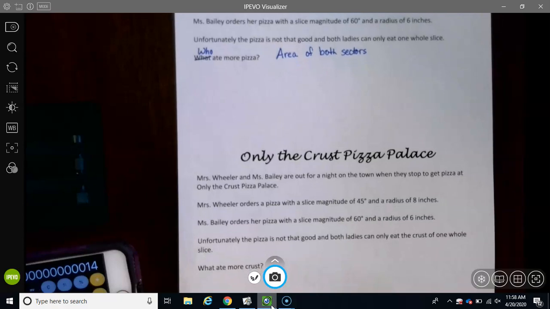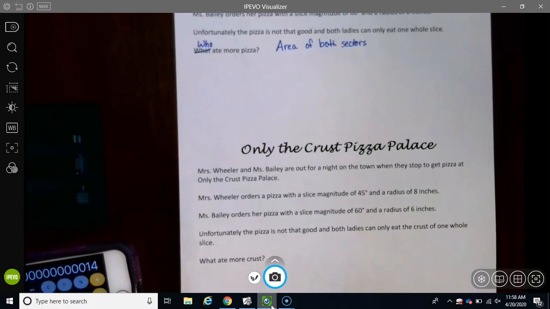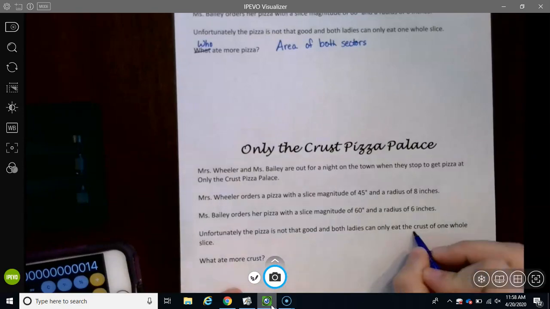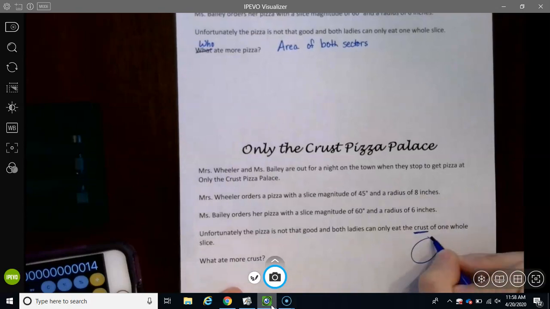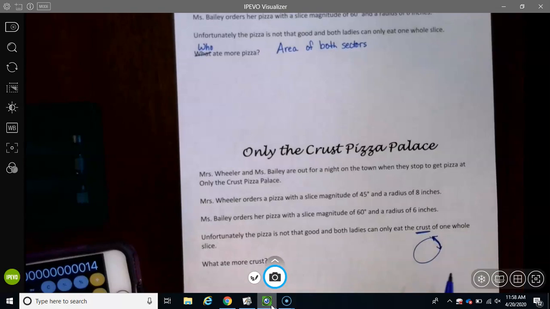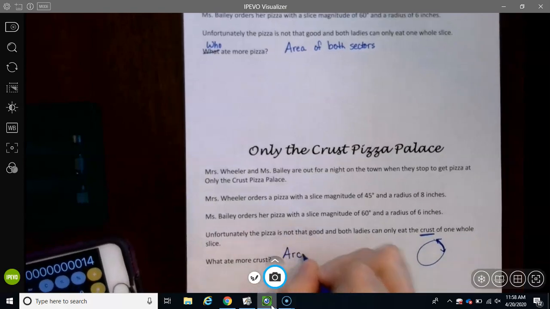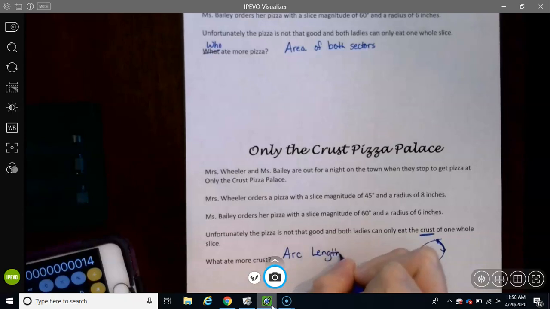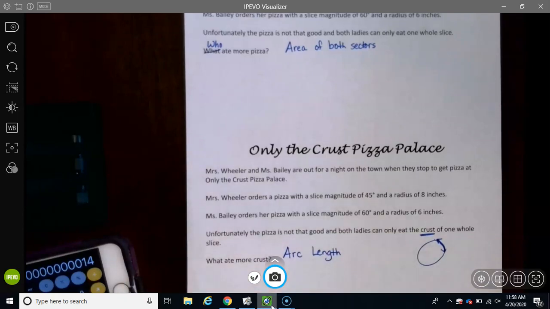On this one, it says Mrs. Wheeler and Mrs. Bailey are out for a night on the town when they stop to get a pizza at the Only Crust Pizza Place. Mrs. Wheeler orders pizza with a slice magnitude of 45 degrees and a radius of 8 inches. Mrs. Bailey orders a slice of pizza with a magnitude of 60 degrees and a radius of 6 inches. Unfortunately, the pizza was not that good, and both ladies can only eat the crust. So since they're just eating the crust, think of a circle. The crust is just this part. That's dealing with arc length, from the previous lesson. So you've got to find the arc length for each one of those ladies' pizzas and compare them. And then again, it's who ate more crust.